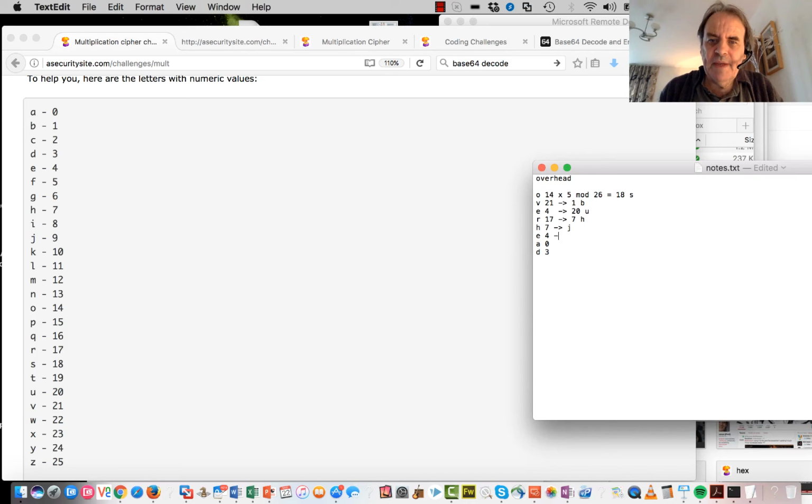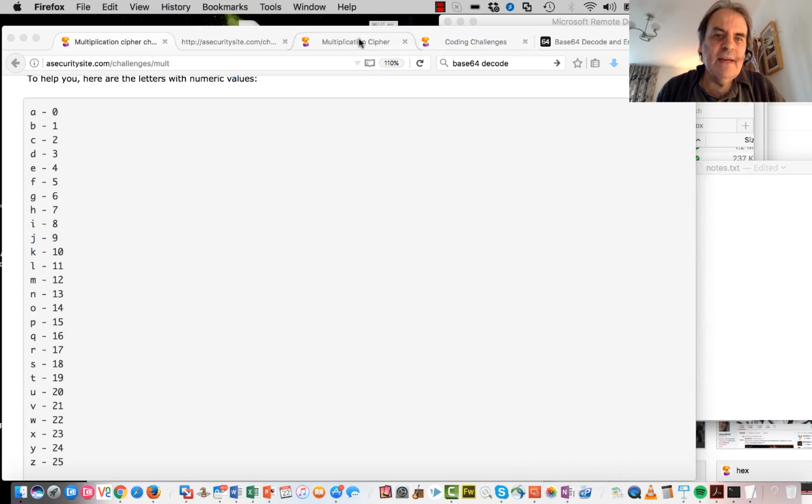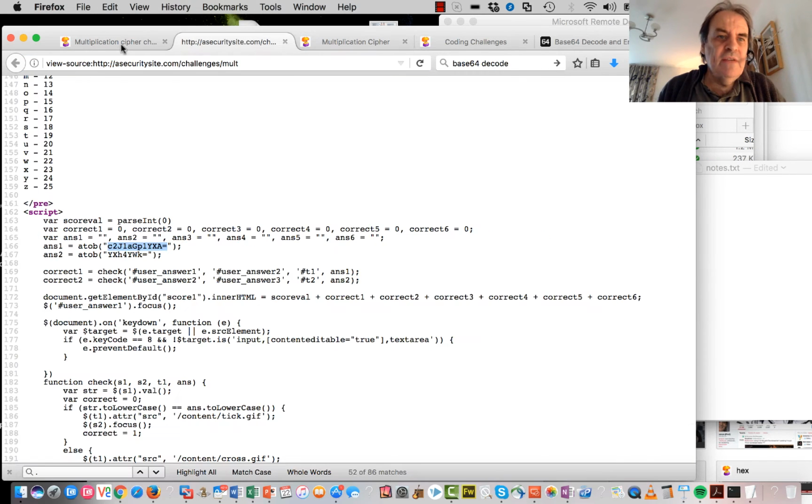4 again, that becomes a 20, which is a U. 0 becomes 0 because we multiply anything by 0 and we'll get 0. So it stays as an A. And D is 3 times 5 is 15, mod 26 still gives us 15. So 15 gives us P. So I think the answer is, if we read off there, J, U, A, P. That's the cipher there. And what we'll do is we'll just try that back to see if it works.